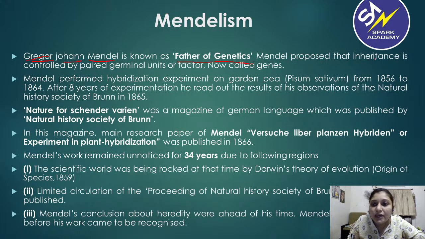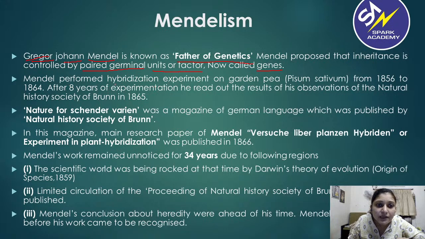Mendel proposed that inheritance is controlled by paired germinal units or factors. Now they are called genes. At the time, the word gene was not coined, but genes were known as factors for Mendel. And he proposed that inheritance is controlled by paired germinal units or factors.